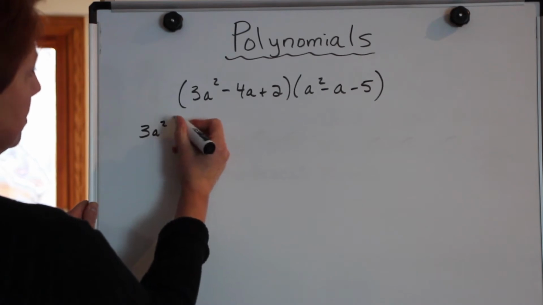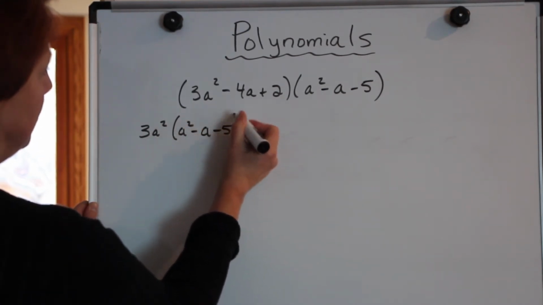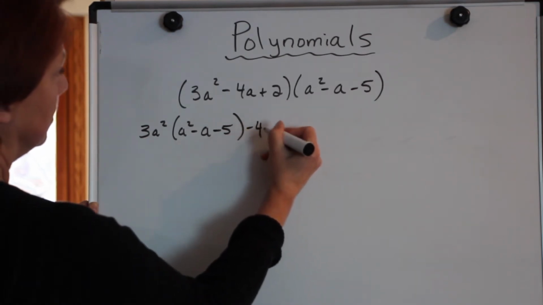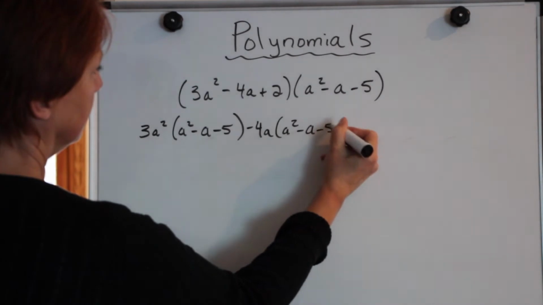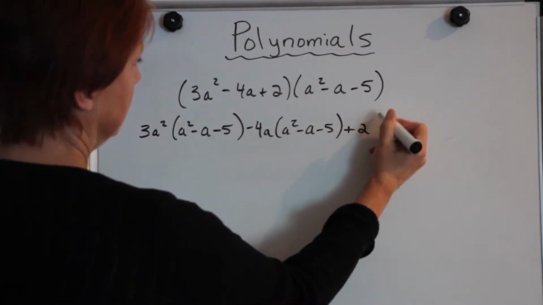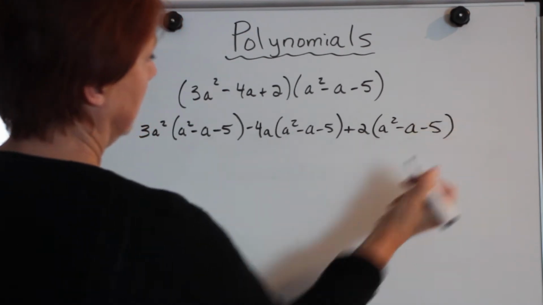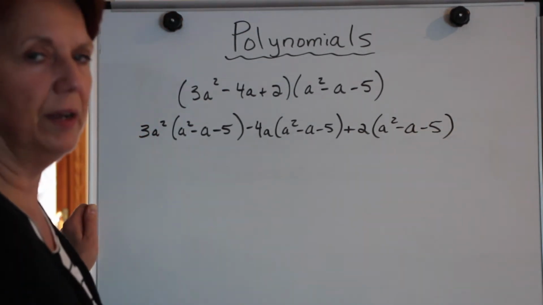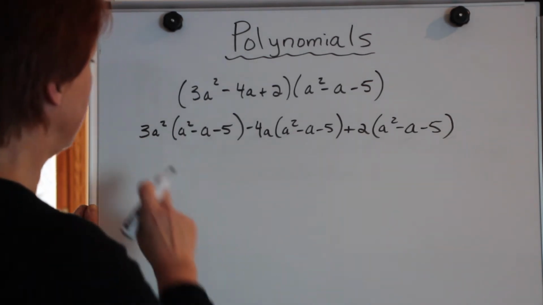So the 3a squared will get multiplied by everything that's in those second brackets. So will the -4a. And so will the plus 2. And now we're just distributing. It makes it a lot easier. Much more difficult to make a mistake doing it this way.